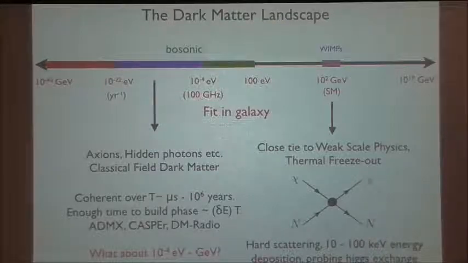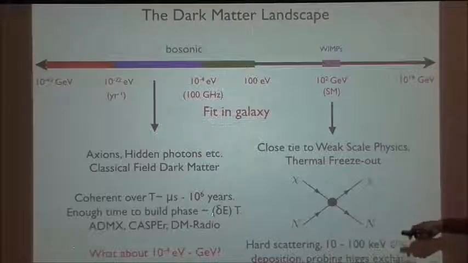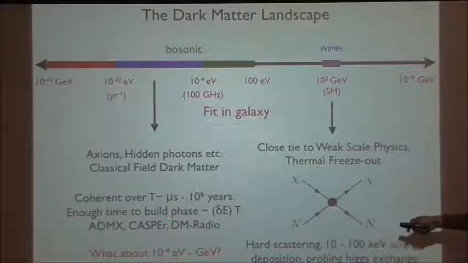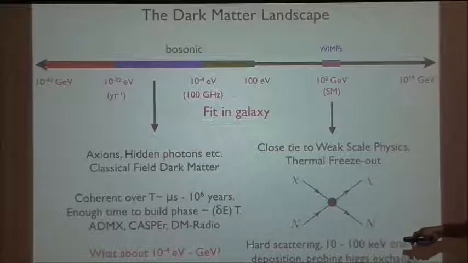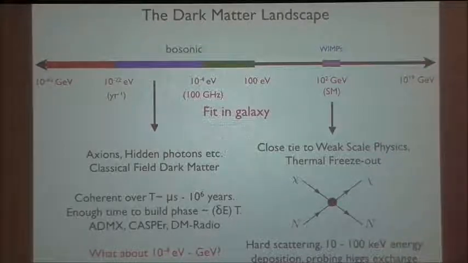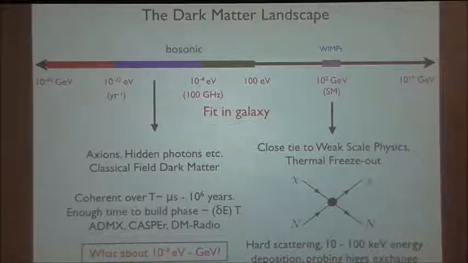But as you go to this higher frequency range, right, about 10 to the minus 4 eV or so, the signal is not very coherent for too long. So it's hard to build phase to see it. At the same time, the energy being deposited is too small to be able to see it in conventional dark matter experiments, right? So what would you have to do to go after those two things? And that will make up the remaining part of my talk.